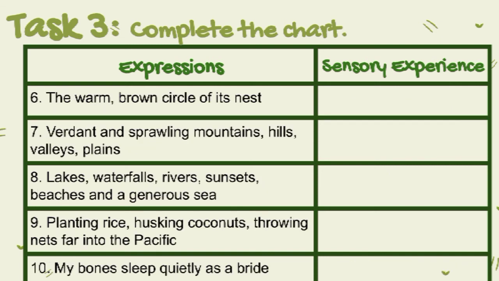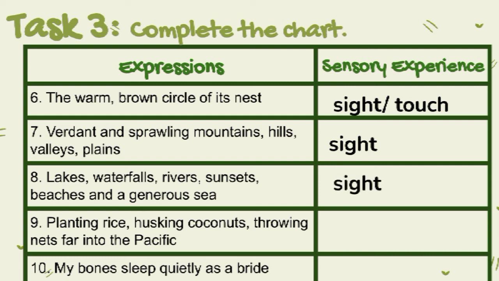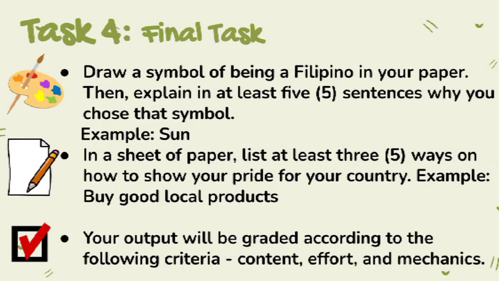Next. 6. The warm brown circle of its nest. It is sight or touch. 7. Verdant and sprawling mountains, hills, valleys, plains. It is sight. 8. Lakes, waterfalls, rivers, sunsets, beaches, and a generous sea. It is sight. 9. Planting rice, husking coconut, throwing nets far into the Pacific. It is motion. 10. My bones sleep quietly as a bride. It is sound. Okay, very good.